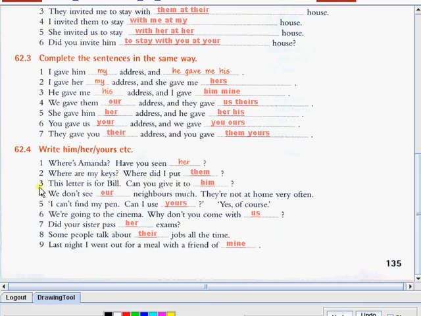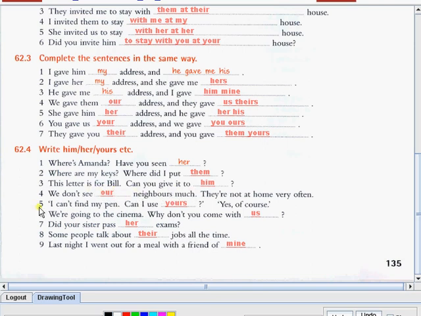3. This letter is for Bill. Can you give it to him? So the subject is Bill, and Bill is a man. So we should use an object pronoun for a man, and that is him. 4. We don't see our neighbors much. So they're not at home very often. Our in the sentence is a possessive adjective, and it modifies the noun neighbors. Our neighbors. It shows possession or ownership. We don't see our neighbors much.